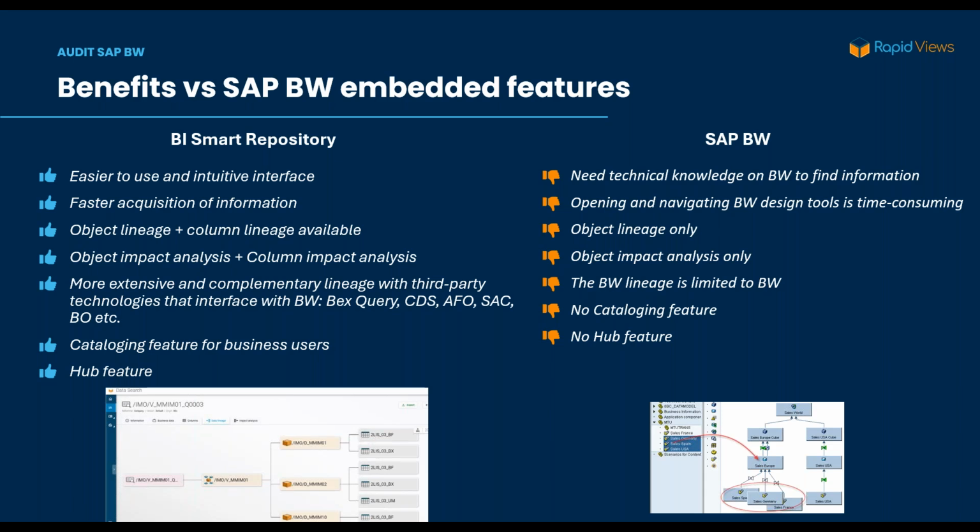So, cataloging and hub features are available on the BI Smart Repository for end users or novice users, in comparison with SAP BW. The interface of SAP BW is for the IT team and for developers, not for end users. And the lineage of BW in the BW tool is limited to BW objects, and customers don't have the possibility to extend the lineage to the BI reporting tool or to the SAP table.